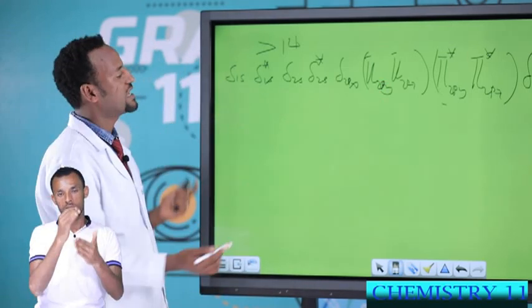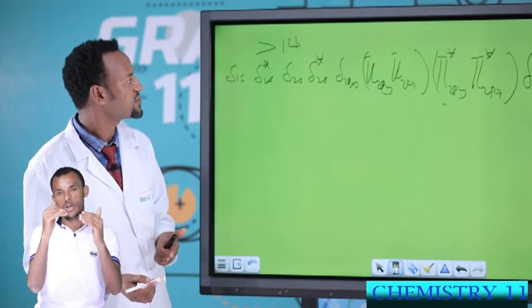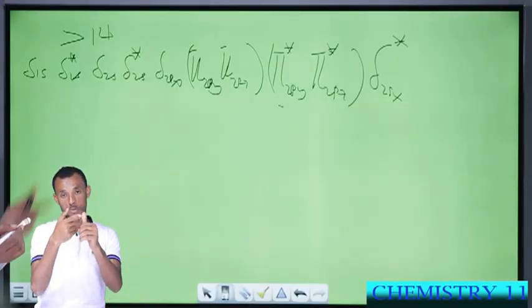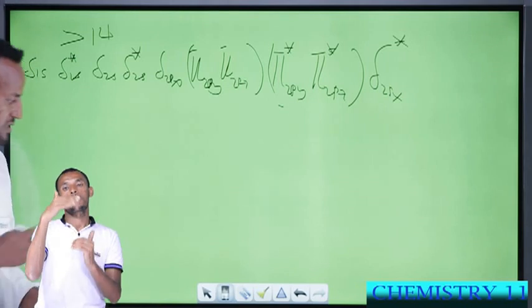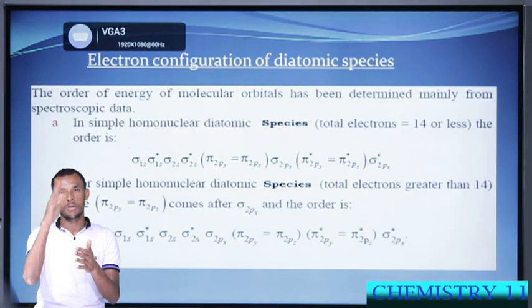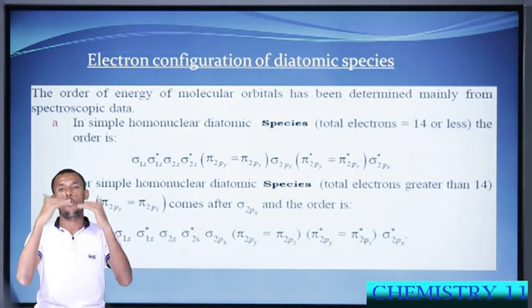Therefore, this is the electron configurations of diatomic species. The first one is less than or equal to 40. The other one is greater than 40. Therefore, these are the two types of electron configuration.